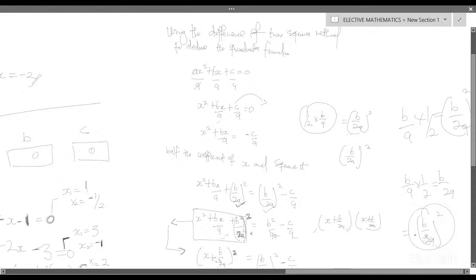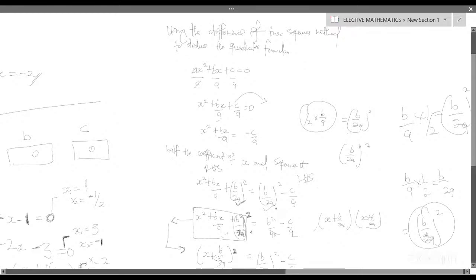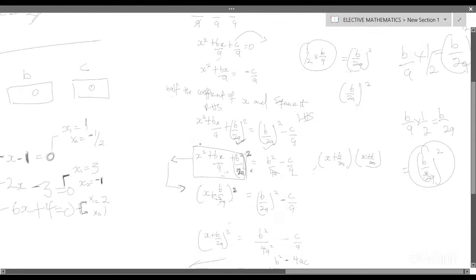Now, after getting this, we'll add it to the right-hand side. This is left-hand side. This is right-hand side. We'll add it to the left-hand side, and we will add it to the right-hand side again. You get it? So we've added it to the left-hand side and the right-hand side. Do you get it? Yes. Good. So now we'll have this.